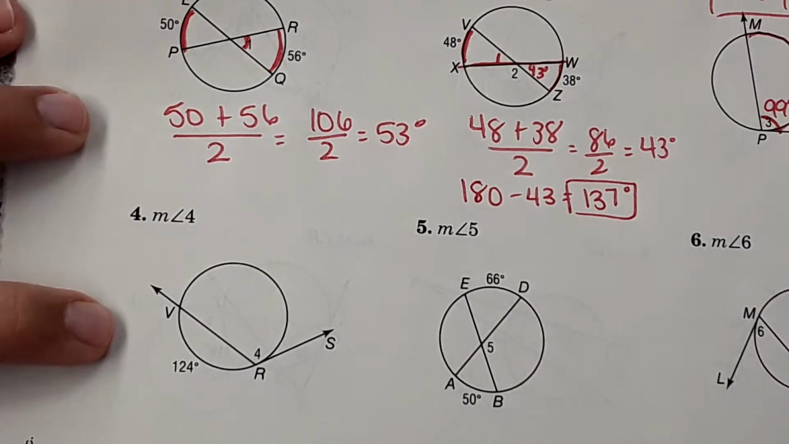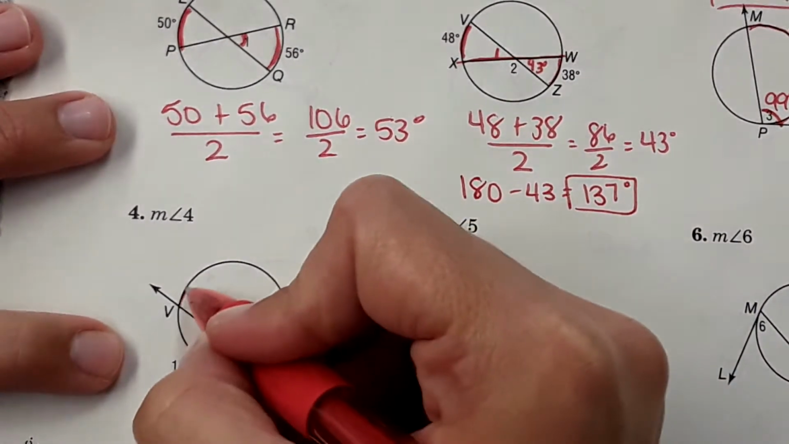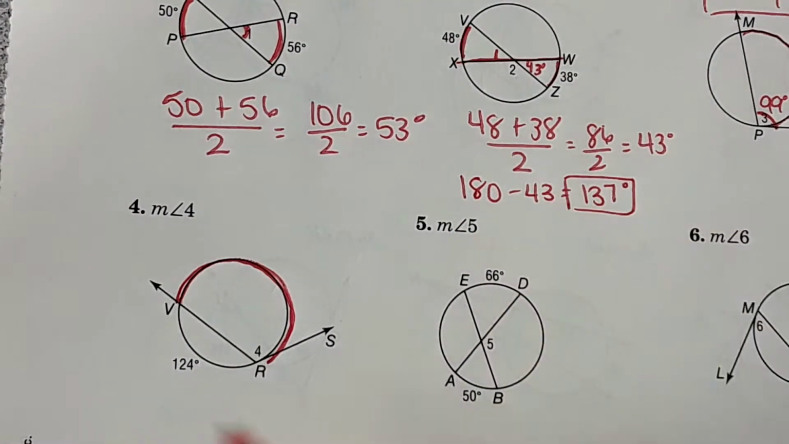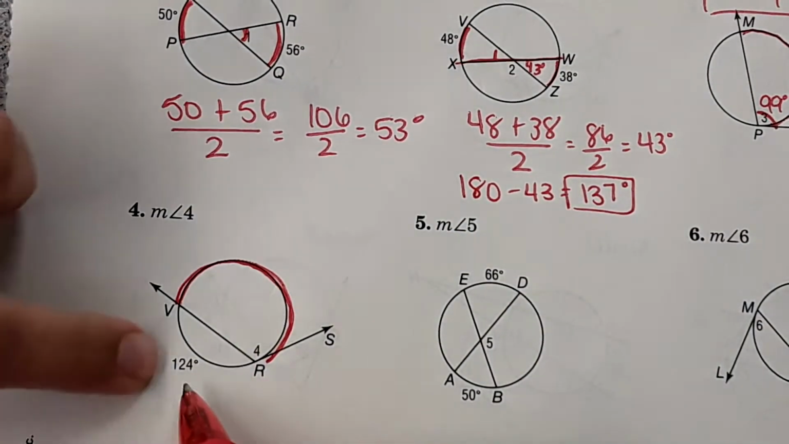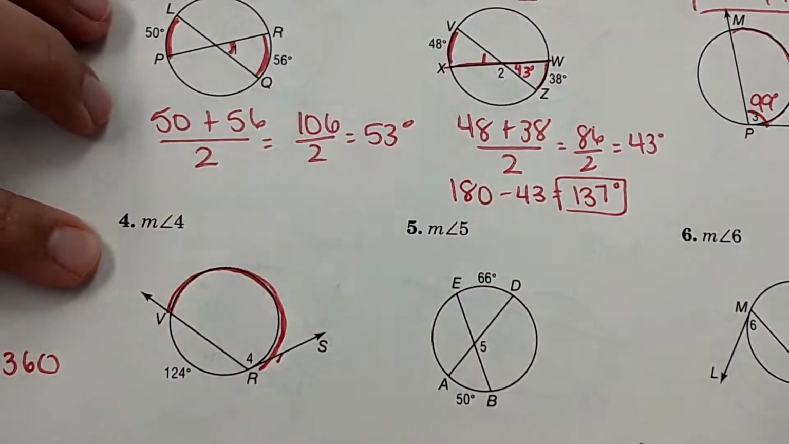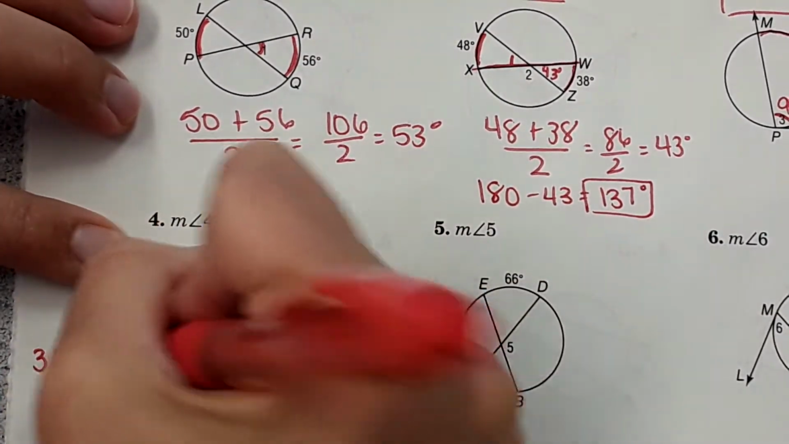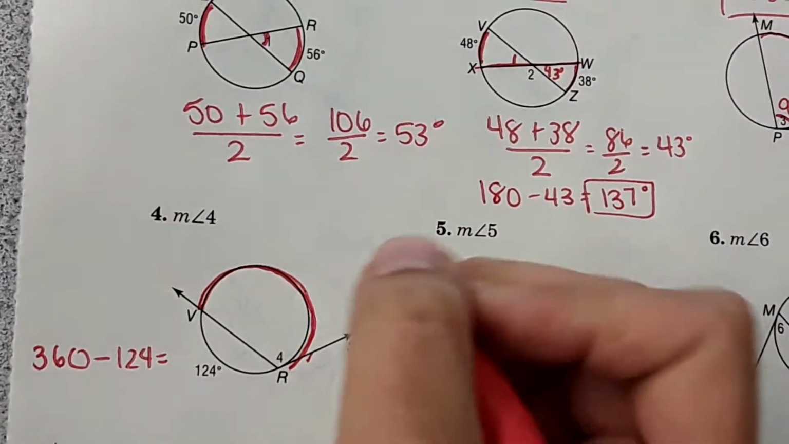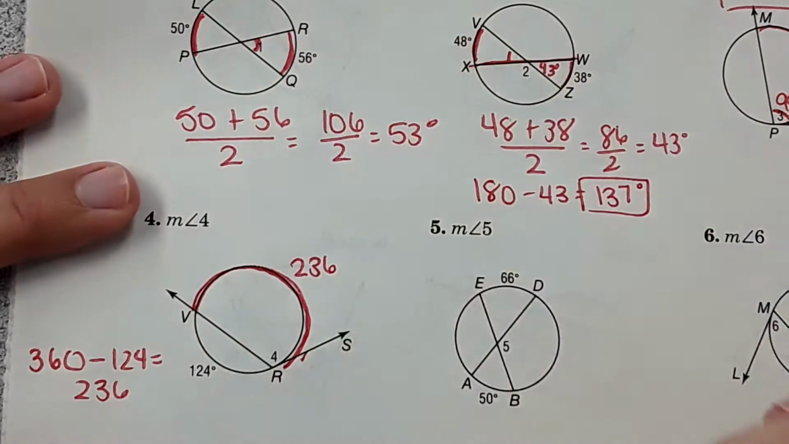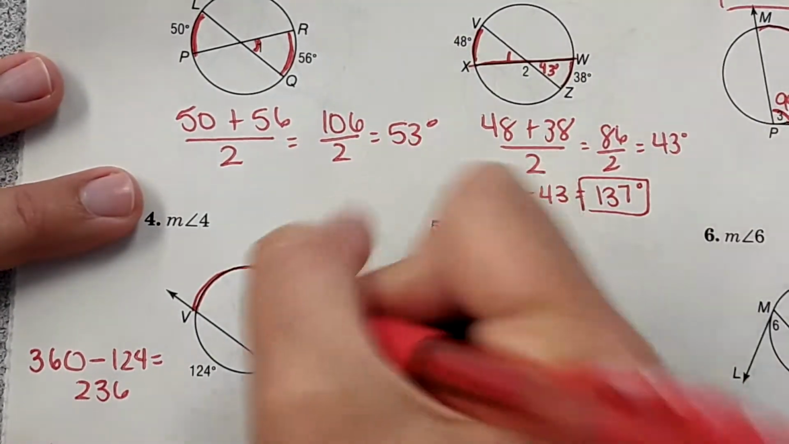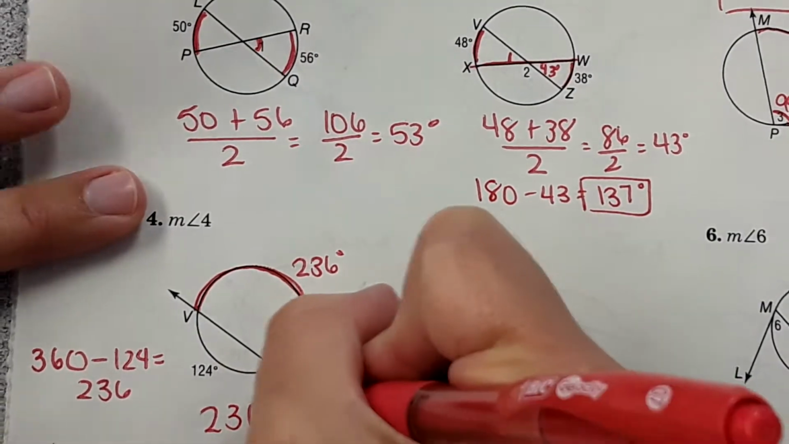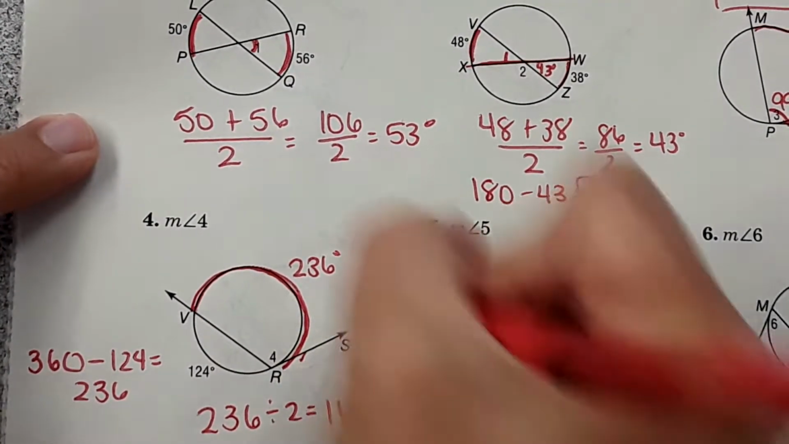Measure of angle 4. The measure of angle 4 is going to be this arc measure divided by 2. However, they don't tell us what that arc measure is. To find it, we'll do 360 minus 124 because that'll give us that portion of the circle. 360 minus 124 equals 236. So that's the arc measure. And then we need to divide that by 2. And it does give us 118 degrees.